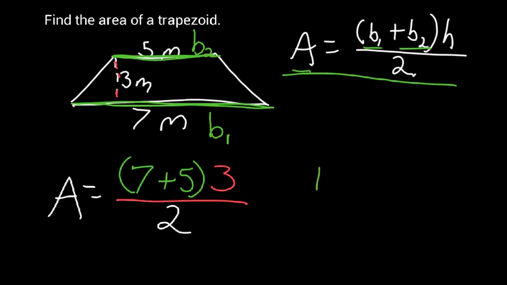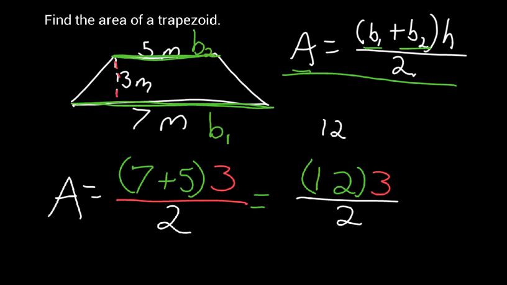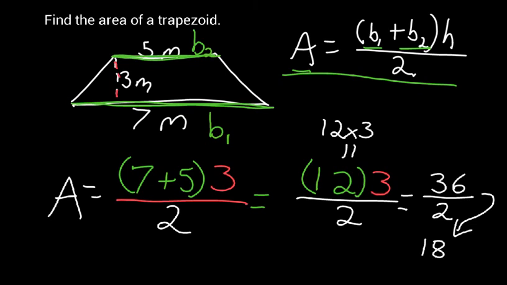So 7 plus 5 is 12. Okay, and next we still have our 3. So all I did was do what's inside the parentheses, keep the parentheses there, 3, and then we divide it all by 2. Well, 12 parentheses 3 is the same as saying 12 times 3. So those are the same thing. So once we do 12 times 3, we get 36 divided by 2. And once you do 36 divided by 2, you'll come up with your final answer of 18.